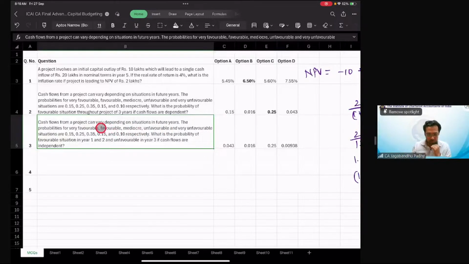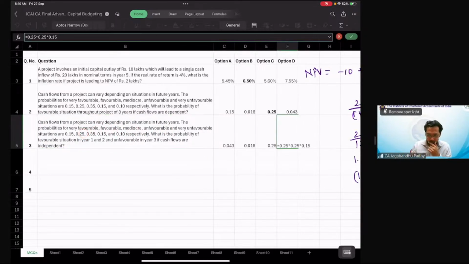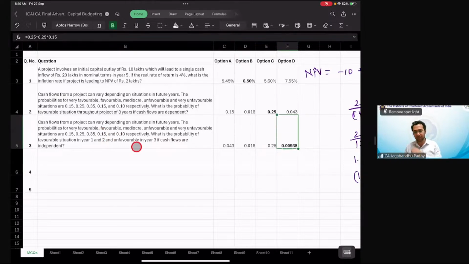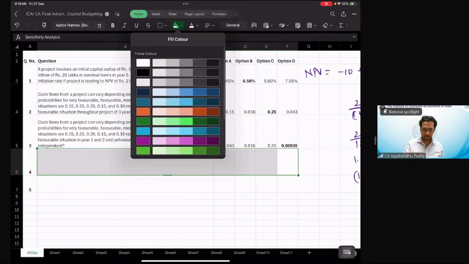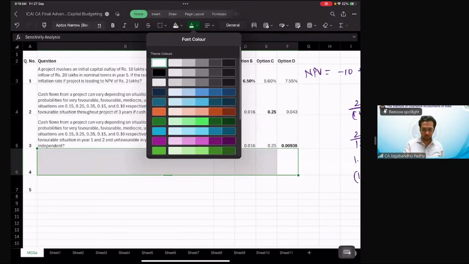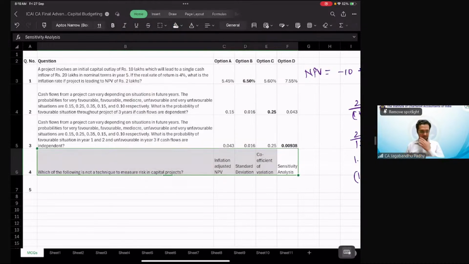So first 2 situations favorable means it's 0.25, right? So you'll have 0.25 for 2 years, and in the final year, it's going to be unfavorable. The unfavorable is having a probability of 0.15. The correct option is option D. Did we get it? Question 3. Did we get it, guys? Yep. Okay. Then let's go for the next, 4th question.